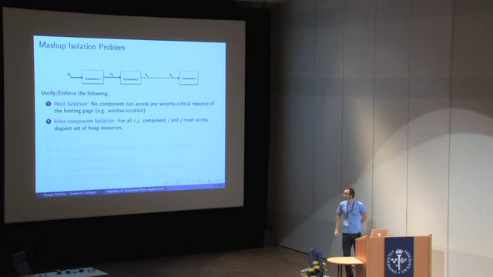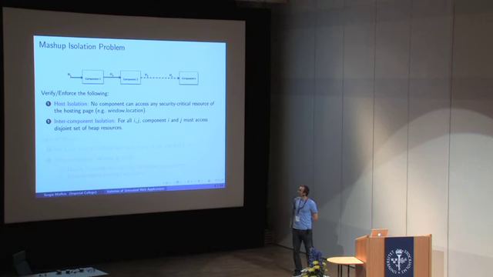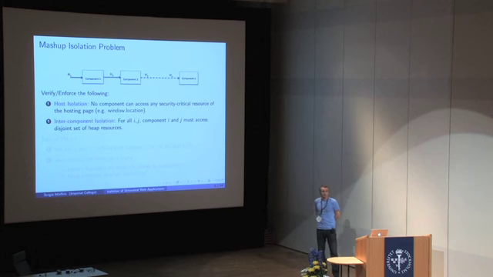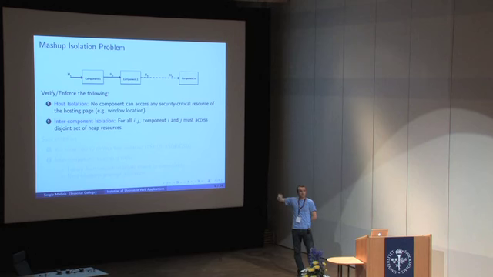So the mashup isolation problem in this setting is the problem of enforcing host isolation. All those components should not tamper with the host, even if they may access certain useful functions. And they should not tamper with each other. So for each pair of indexes of components, component i should not tamper with component j.